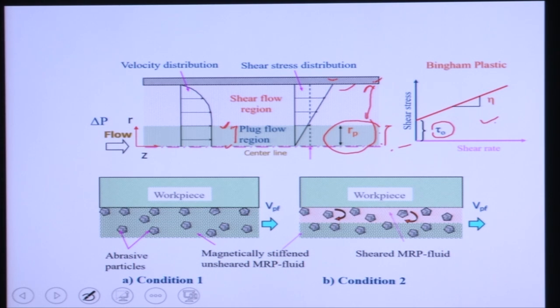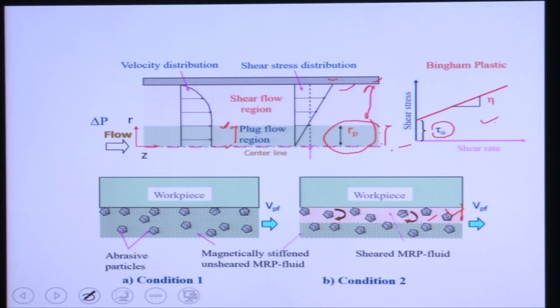There are two methods of machining: condition 1 and condition 2. In the first condition, the total solid core region of the MR fluid moves through the cylindrical fixture. As the fluid is not sheared in condition 1, the abrasive particles are held with higher bonding force. But in the second case, you can see the fluid is sheared in this zone.